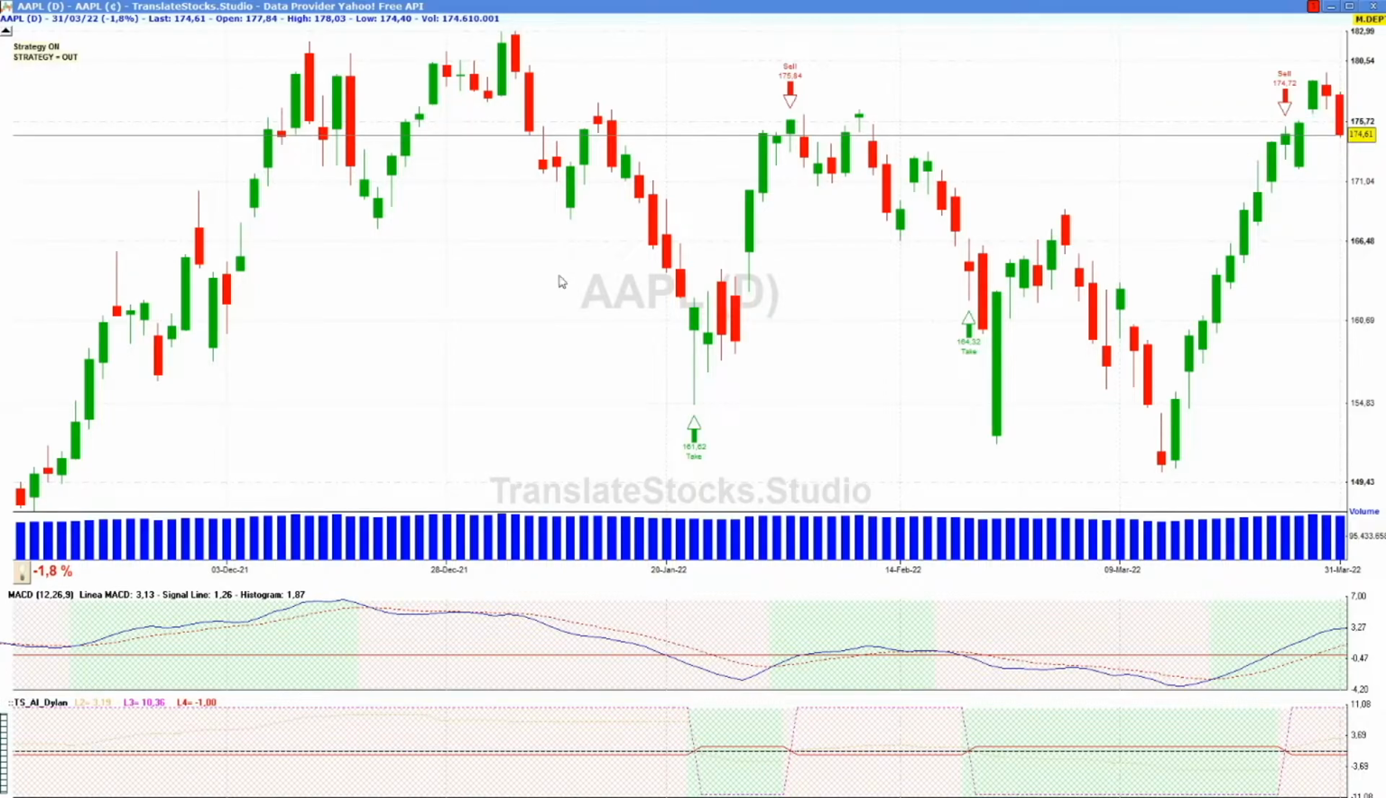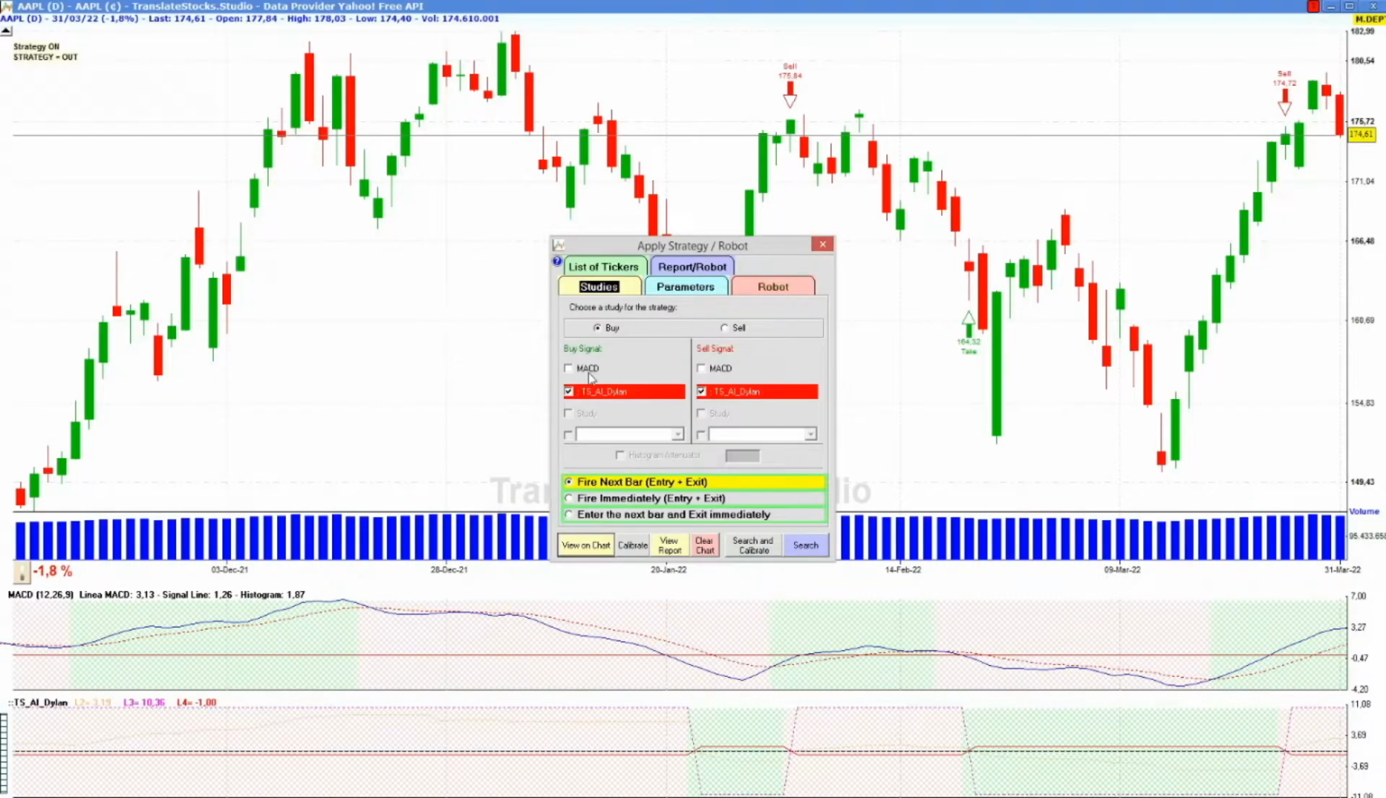Now let's look at the performance of a simple indicator, like the MACD, and compare it with an intelligent algorithm. Let's switch here to see and take a look at MACD signals. So here, we're gonna mark buy and sell signals using just the MACD.